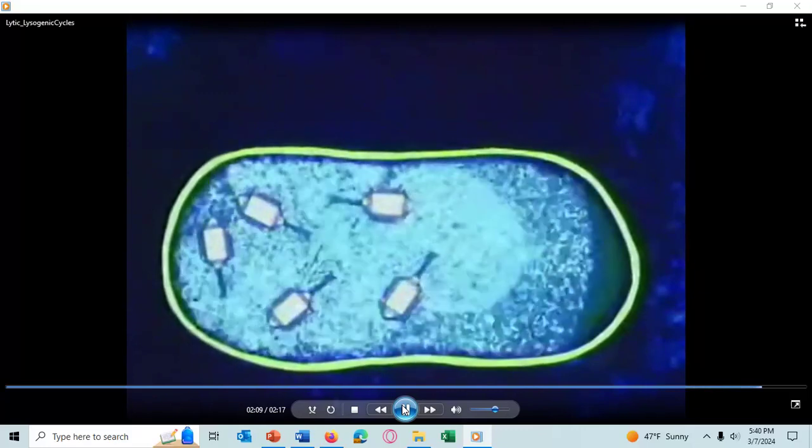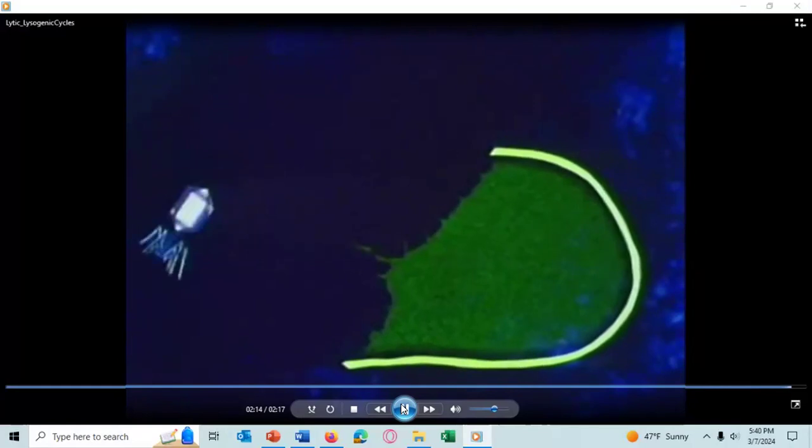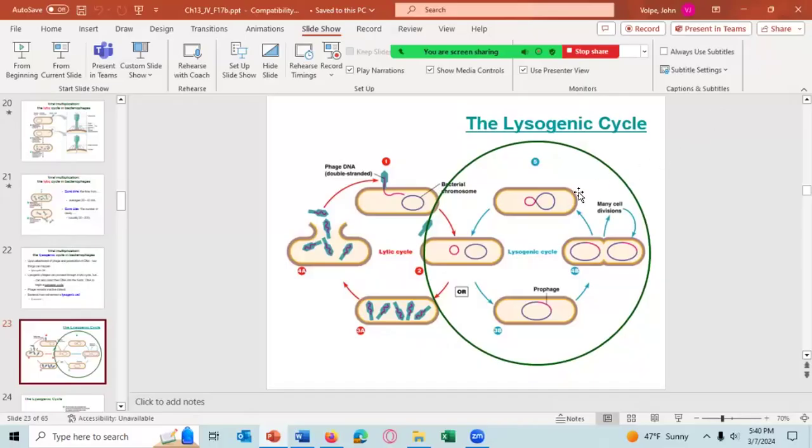Once again, the host cell is destroyed, and a new generation of phage are released to invade new hosts. All right, any questions about that? So initially, when a lysogenic bacteriophage virus infects a bacteria cell, it has to decide immediately: does it enter the lytic life cycle or does it enter the lysogenic life cycle? If it enters the lytic life cycle, it follows the lytic life cycle I just discussed a little earlier.